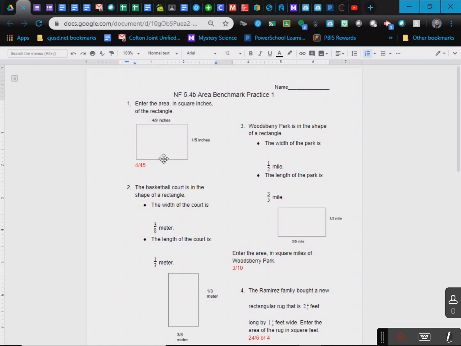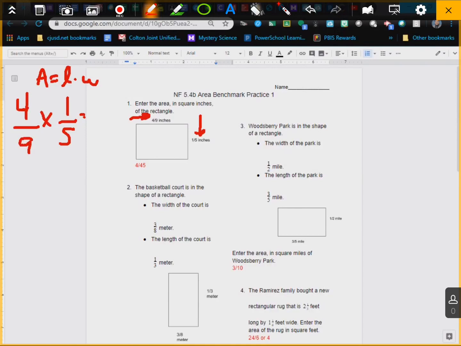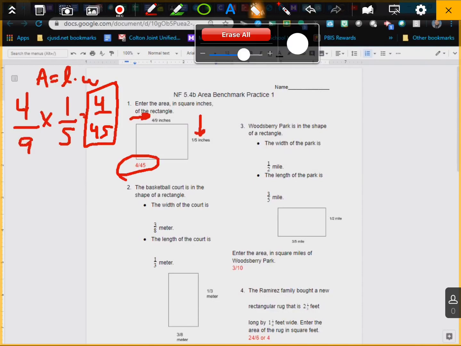So for number 1, it's 4 over 45. And the way that we do this is we just multiply 4 over 9, because that's this right here, times 1 over 5, which is right here. Remember the formula for area. A equals length times width. Okay? And 4 times 1 is 4, right? Numerator times numerator. And then 9 times 5 is 45, denominator times denominator. And that gets us the answer of 4 over 45.